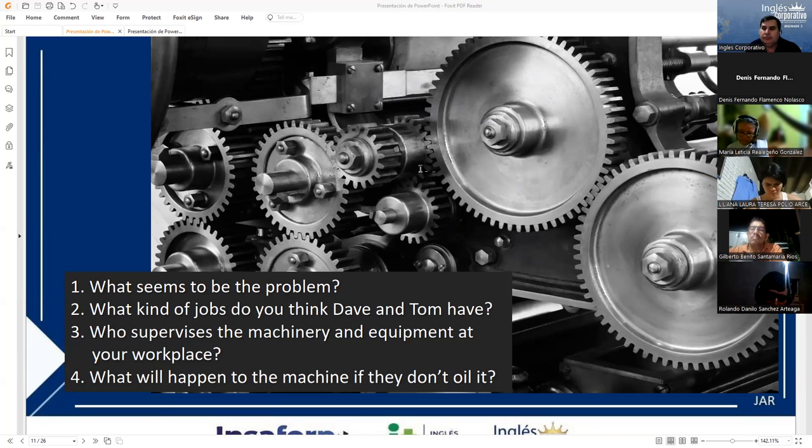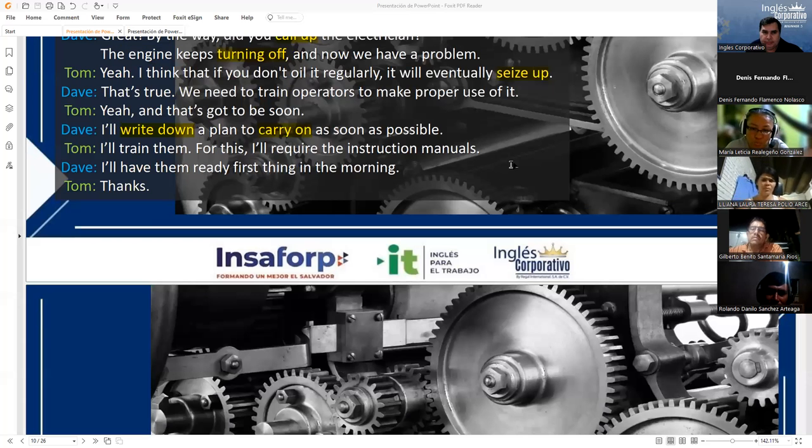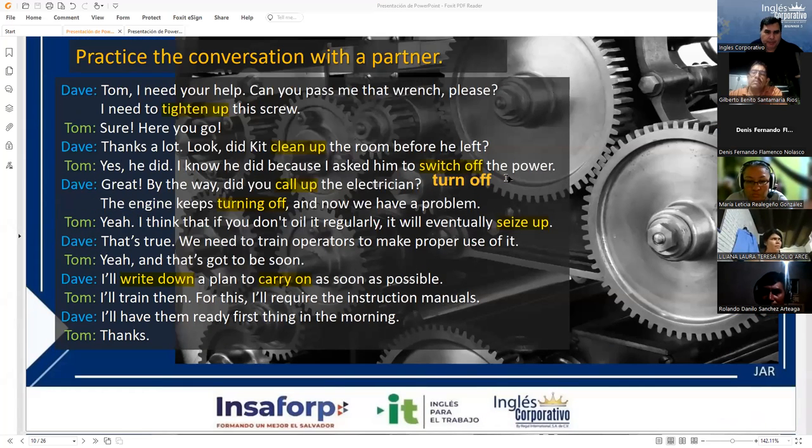What seems to be the problem? Fighting wolves, the problem, teacher. There is a machine, right? There is a machine that needs good operators. Okay, trained operators.